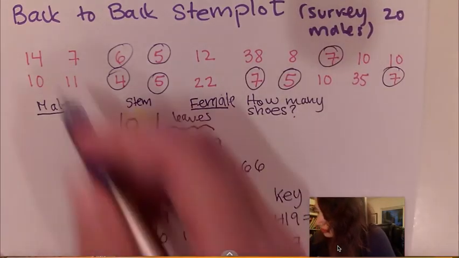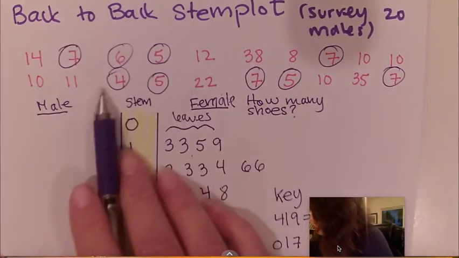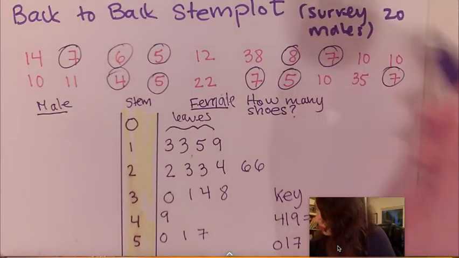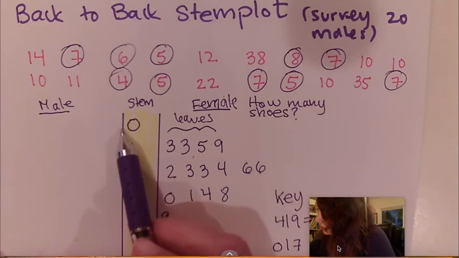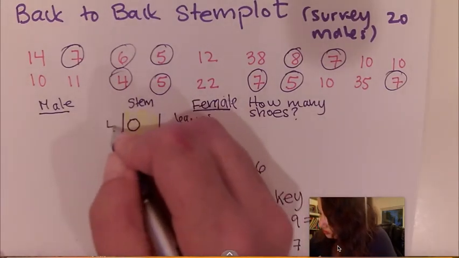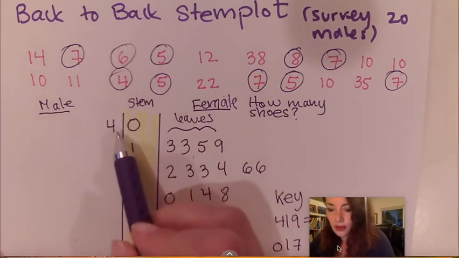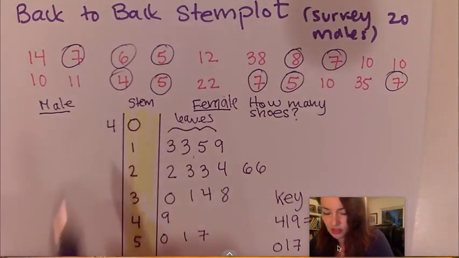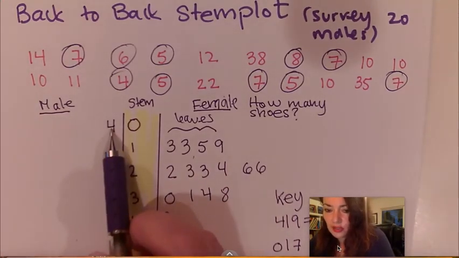So I think I covered all of them. Oh, there's one more here. Okay, so which is the smallest one? It looks like 4. So this is 4. So notice, be careful here. This is the mistake students make. They read this as 40.